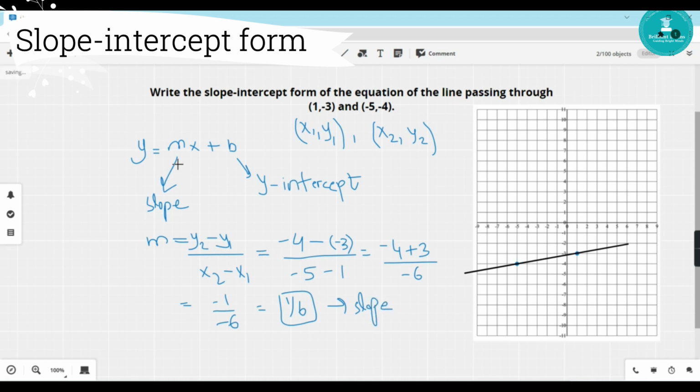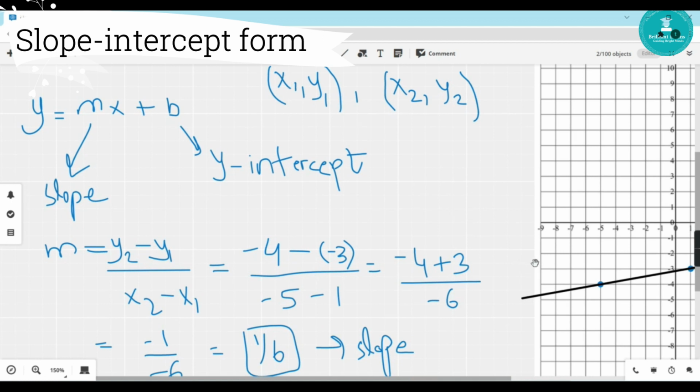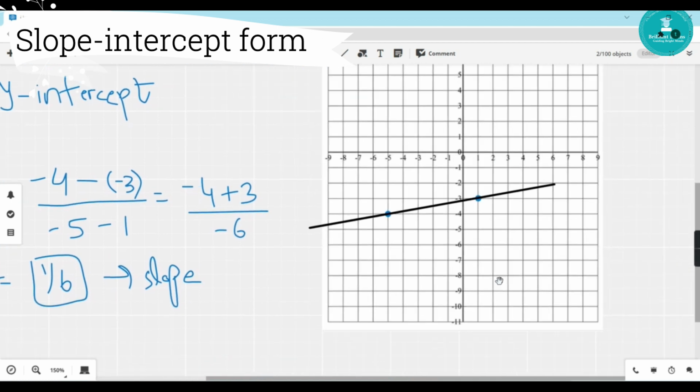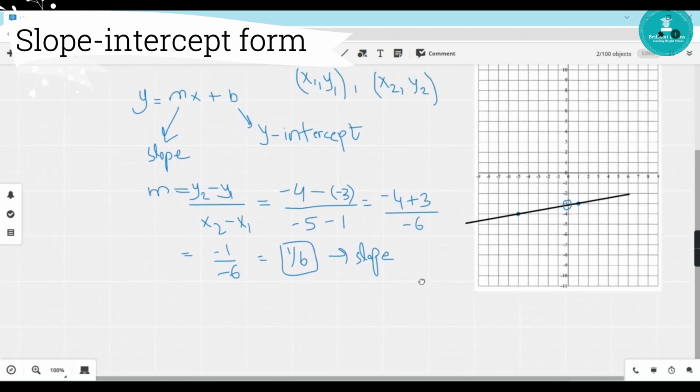We got the m value. Now we have to figure out the b value. If you look at the grid paper, we cannot see what the b value is accurately. It's somewhere between -3 and -4, closer to -3. But we cannot figure it out by looking at the graph. It means we have to use a different method. We'll be using a mathematical method to figure out the b value.